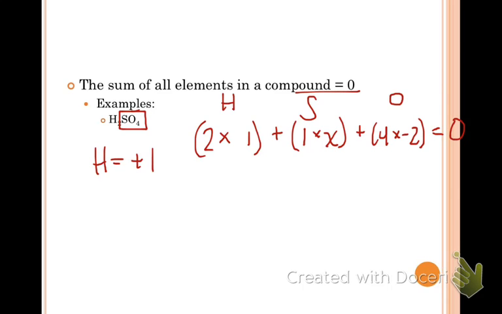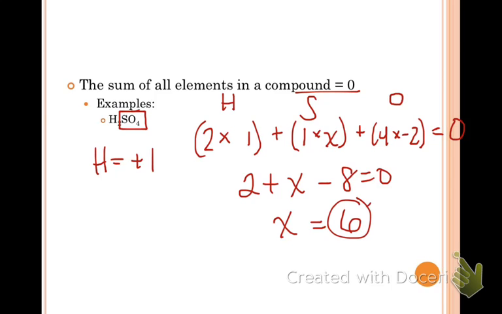So for the hydrogen, we have 2 plus an X minus 8 is equal to 0. So go ahead and combine like terms and solve for X. So here, you should have X is equal to 6. And of course, we can always double check that. Put that 6 in and solve, and make sure that the charge is 0.